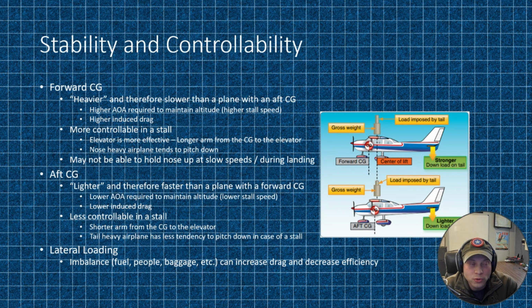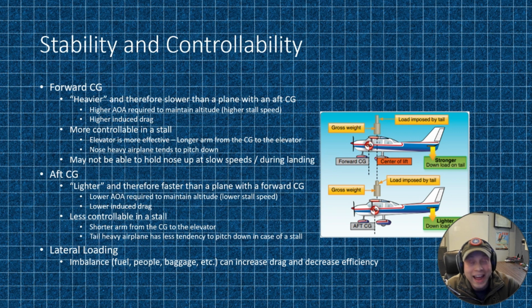Let's talk about stability and controllability. Now, the more forward your CG is, if you just imagine where the balance point is on the aircraft, if it's to the front of the aircraft, your aircraft will feel heavier. It'll be difficult to pull your nose up and rotate off the ground. It will be more controllable in a stall, as opposed to an aft CG, which will in turn feel lighter and will have a faster plane.